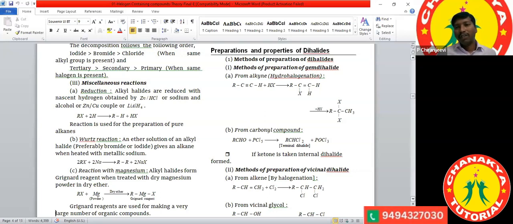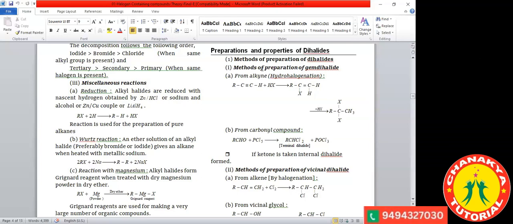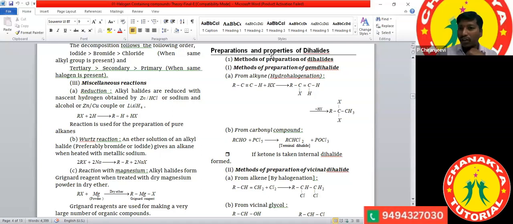So addition of hydrogen halide, let us see, here they have given some reactions. This is the preparation of the dihalides. All of you got the screen first of all? Yes, sir. Okay, how are we going to prepare the dihalides? We have two types of dihalides, the vicinal dihalides and geminal dihalides.